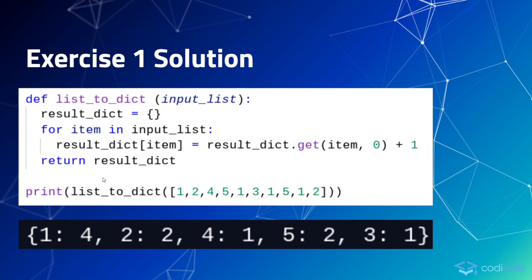We could do our test example here with a bunch of numbers. We can see that it correctly works. We have 4 occurrences of 1, 2 occurrences of 2, 1 occurrence of 4, and so on. You could pause the video and confirm that this is all correct.